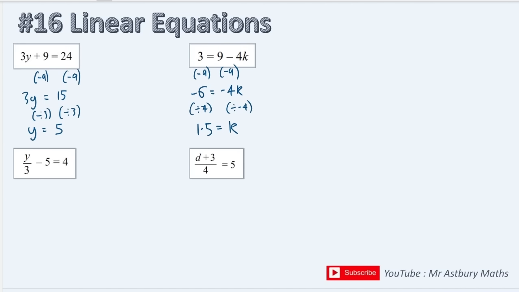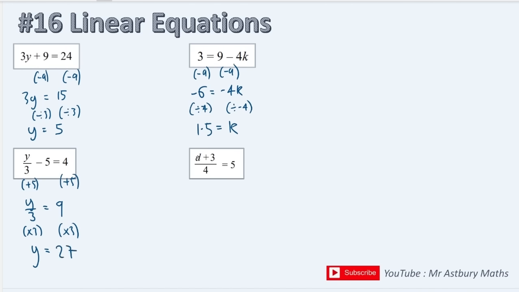Next question. I'm going to add 5 to both sides, like such. This is going to remove that minus 5 there, and that's going to give me y over 3 is equal to 9. Now, the inverse operation of dividing by 3, which is what's happened to y, is to multiply by 3. So I'm going to multiply both sides by 3, which is going to remove that divide by 3, and it's going to give me y is equal to 27.